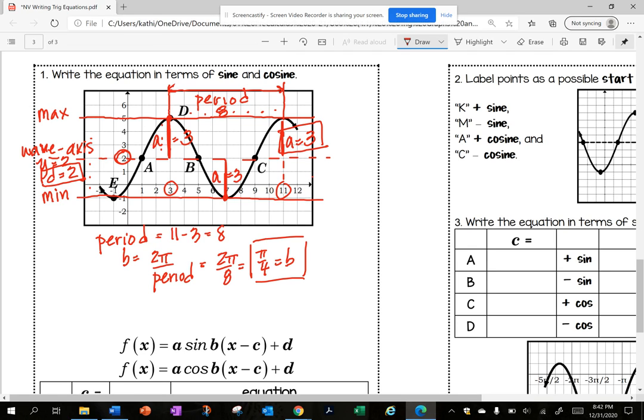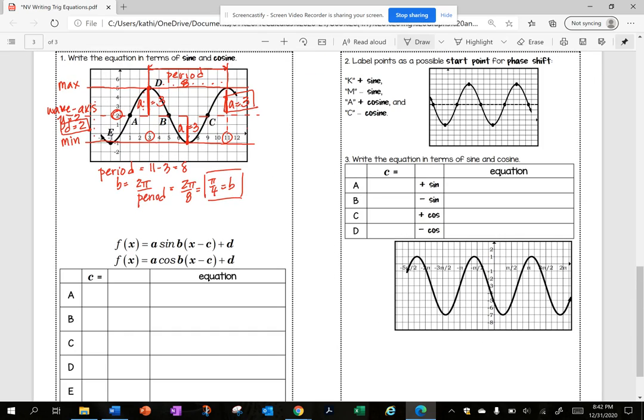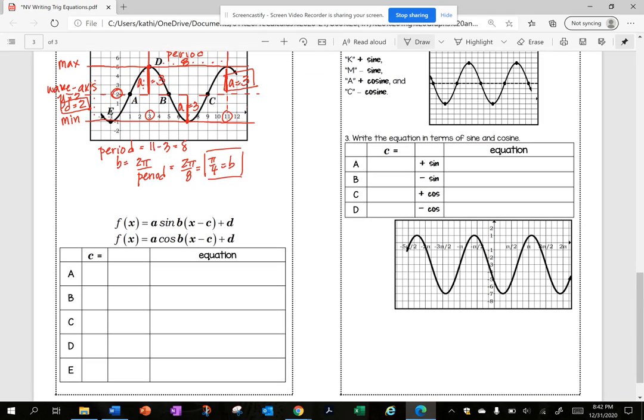So C is going to be my starting point. So I have 5 starting points defined here: A, B, C, D, and E. So starting from my A point, my C value is 1. So C is how far away am I from the y-axis? So C is 1. So when I'm starting here at point A, I'm on the wave axis going to a maximum. So this is the shape I have. So this is a positive sine wave.